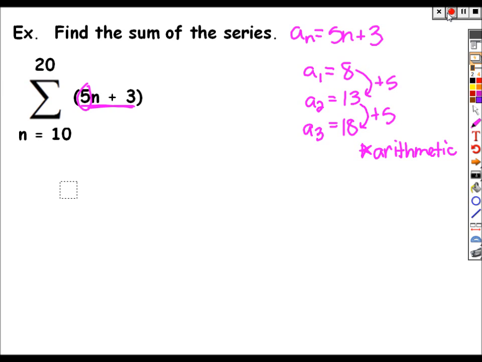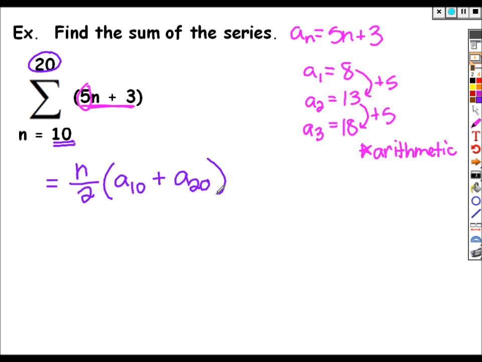Now that I've determined that this is an arithmetic series, I can use that formula. So the sum should equal the number of terms divided by 2 times the value of the first term. Now careful, here I'm starting at 10. So I'd actually want to start at a sub 10 as the first term I'm looking to add. And then I'm adding a sub 11, a sub 12, all the way up to the 20th term. So this is my first and last term that I'm looking to add.